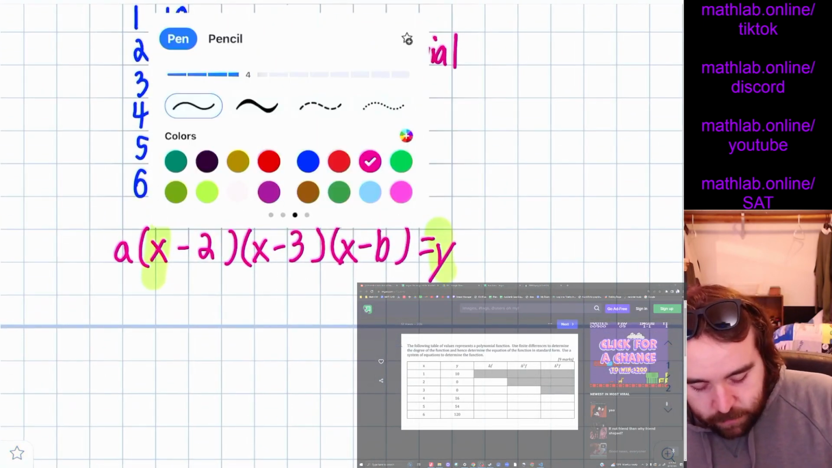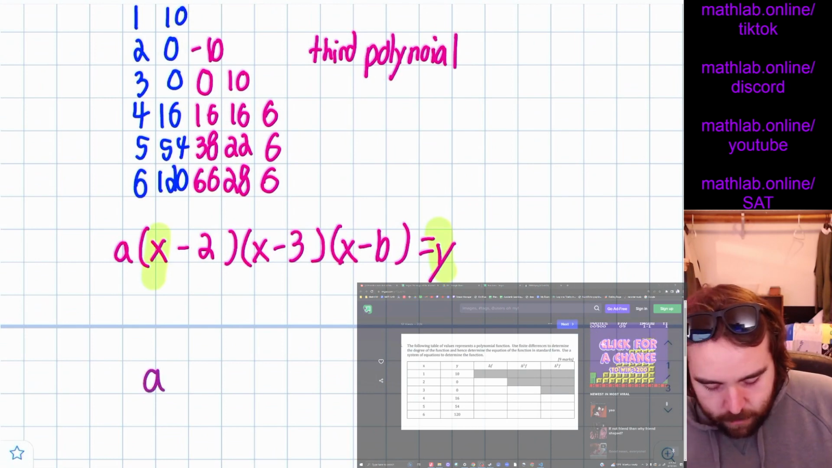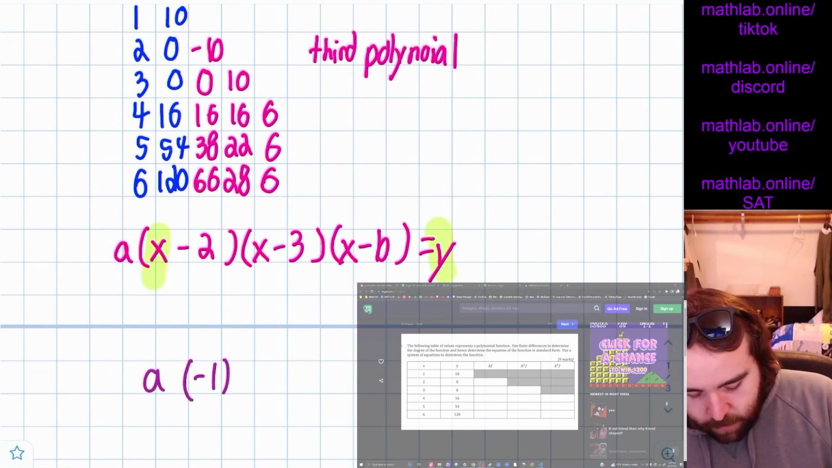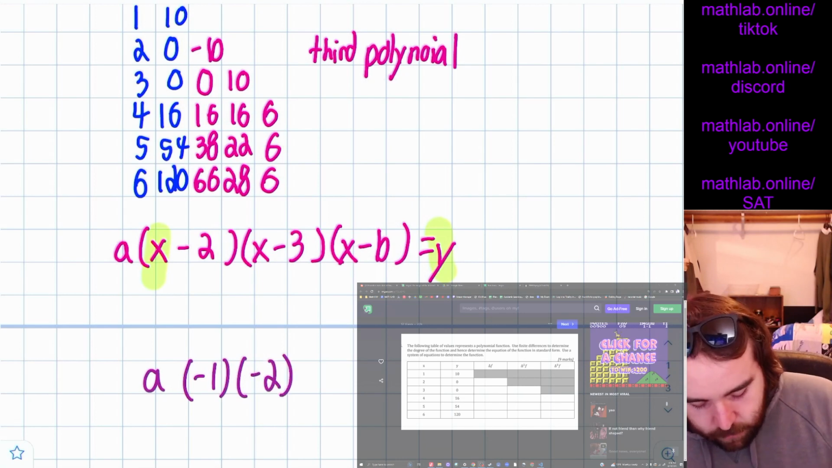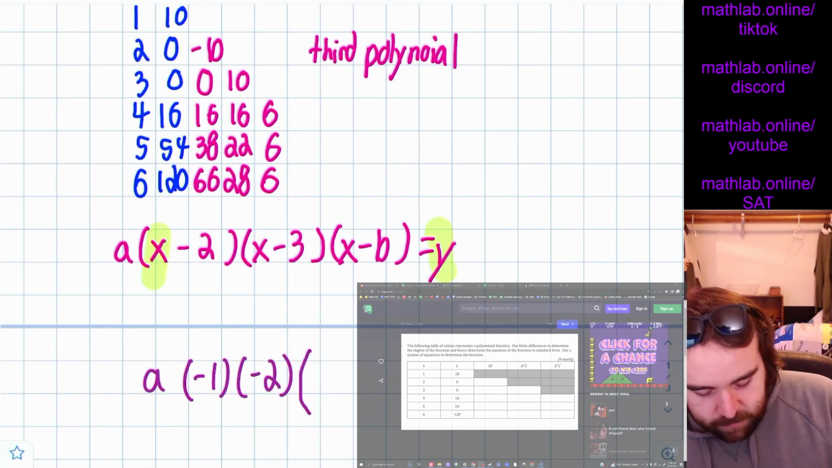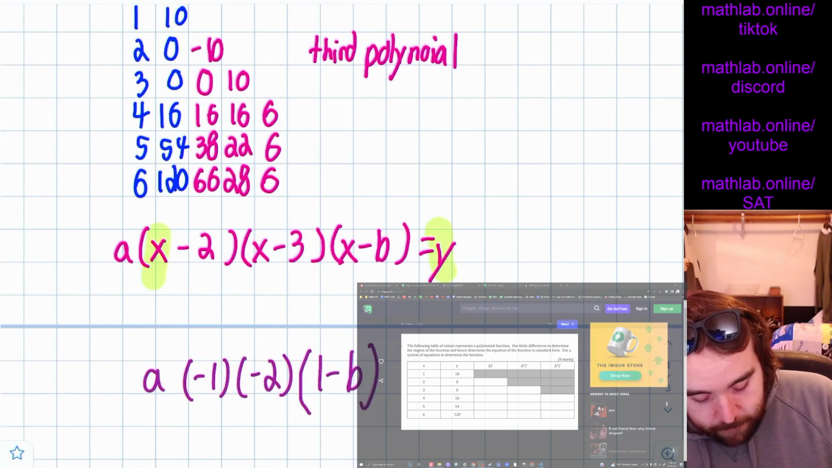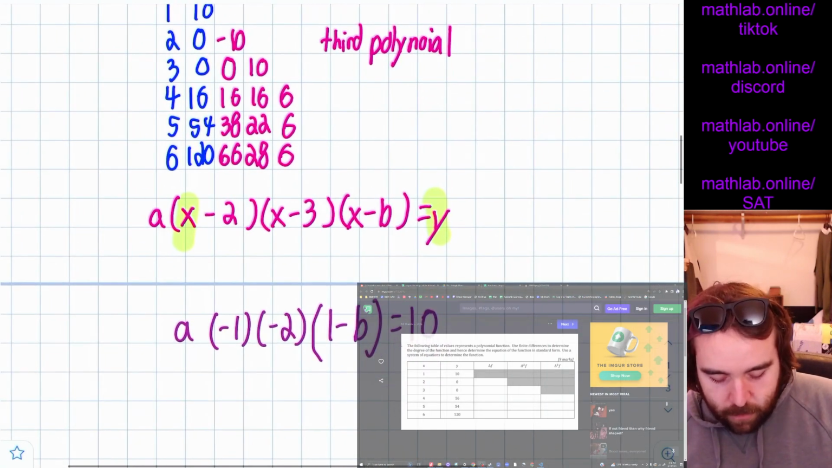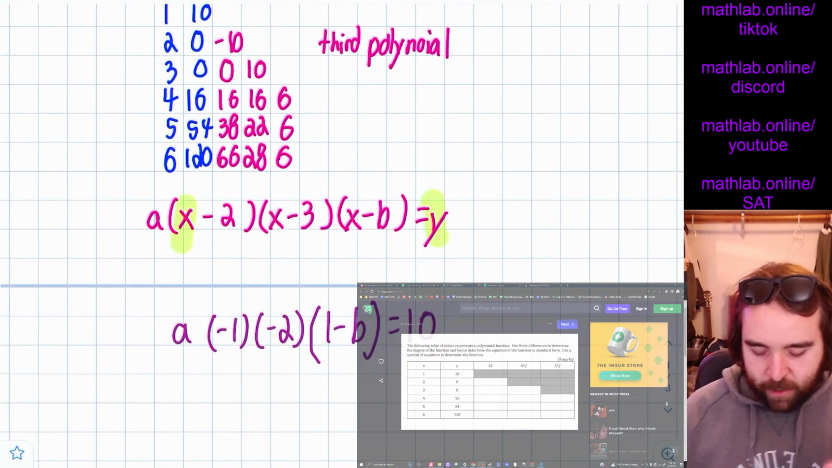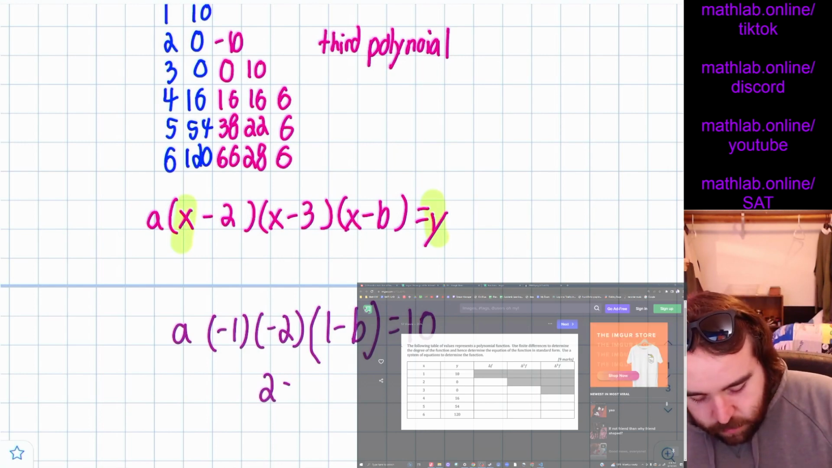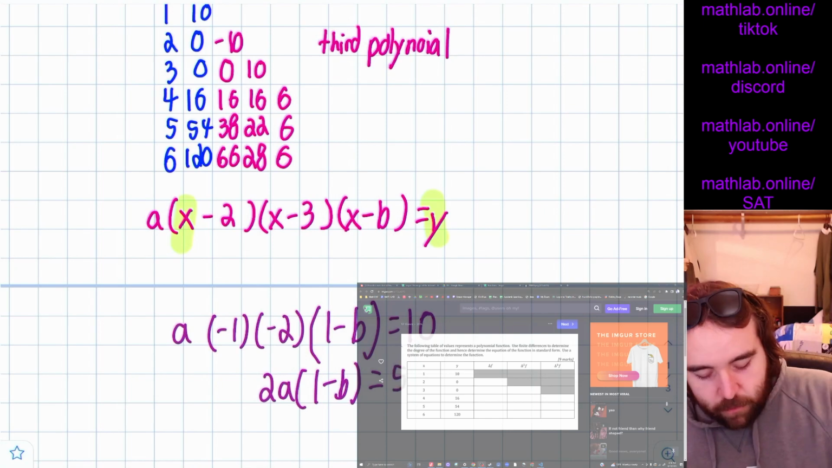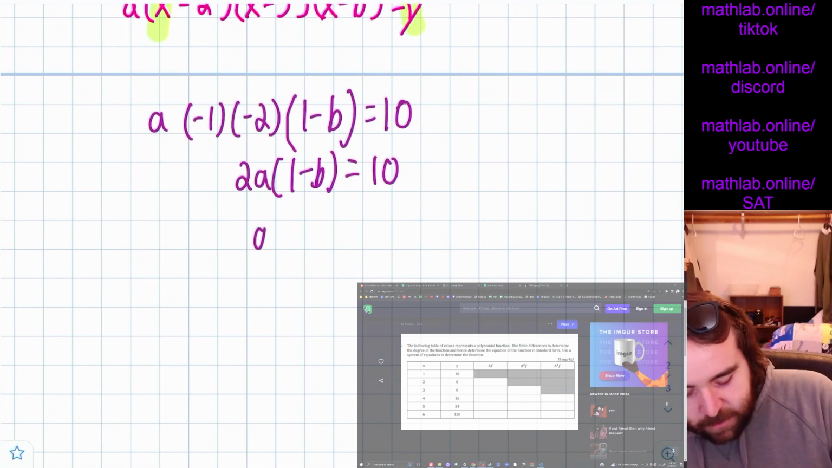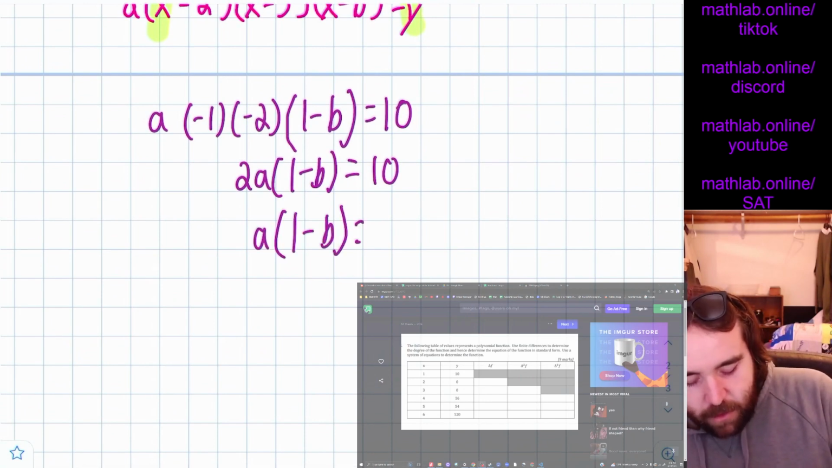So when we plug in x equals 1, we get a times negative 1 times negative 2 times 1 minus b equals 10, right? X equals 1, y equals 10. And then let's simplify that just a second. So negative times negative is positive. So we have 2a times 1 minus b equals, not yet, 10. But I will say the next thing we might as well do is divide both sides by 2. So a times 1 minus b equals 5.